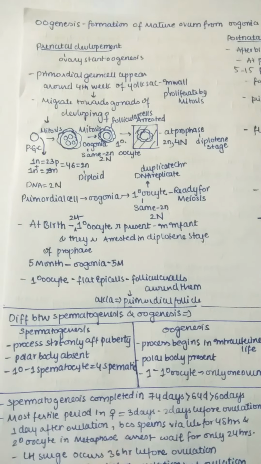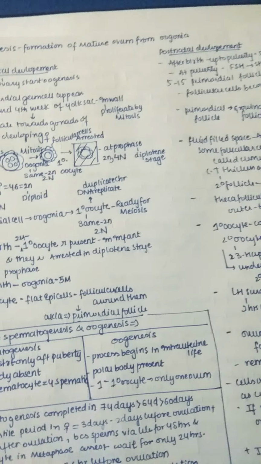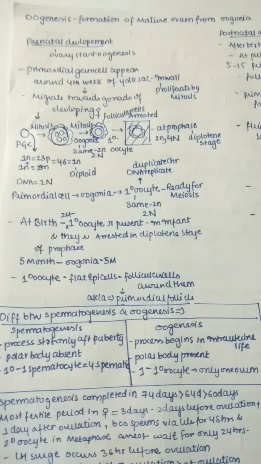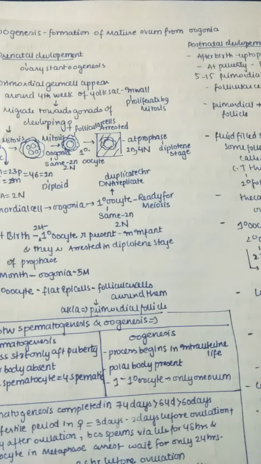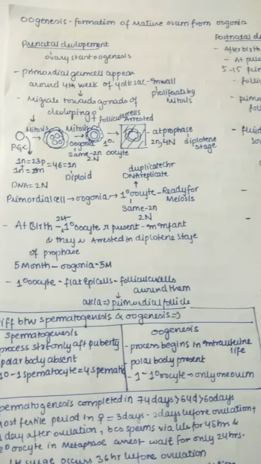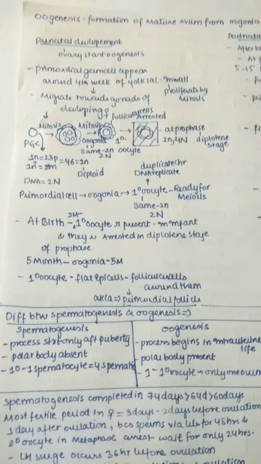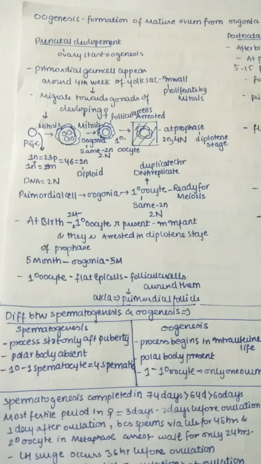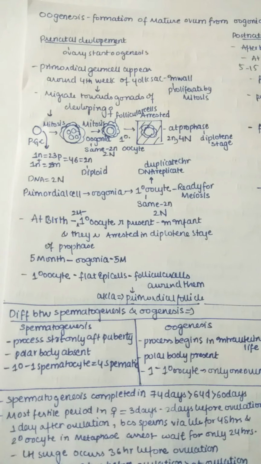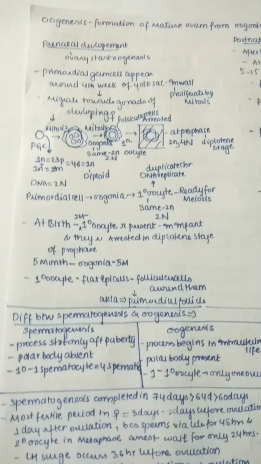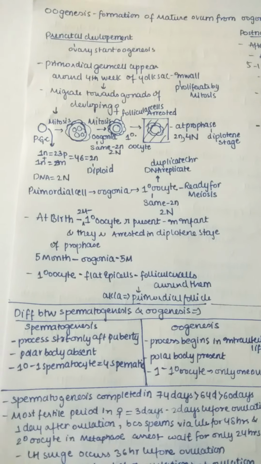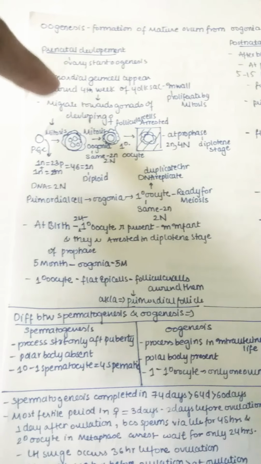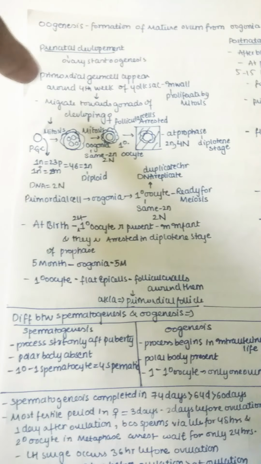So we have here prenatal development, and also postnatal development. Prenatal development takes place before the female is born, and postnatal development takes place after the female is born. So let us start with prenatal. The ovaries start oogenesis in prenatal life only. The primordial germ cells appear around the 4th week in the yolk sac wall, proliferating mainly by the mitosis process. They migrate towards the gonads of the developing female.